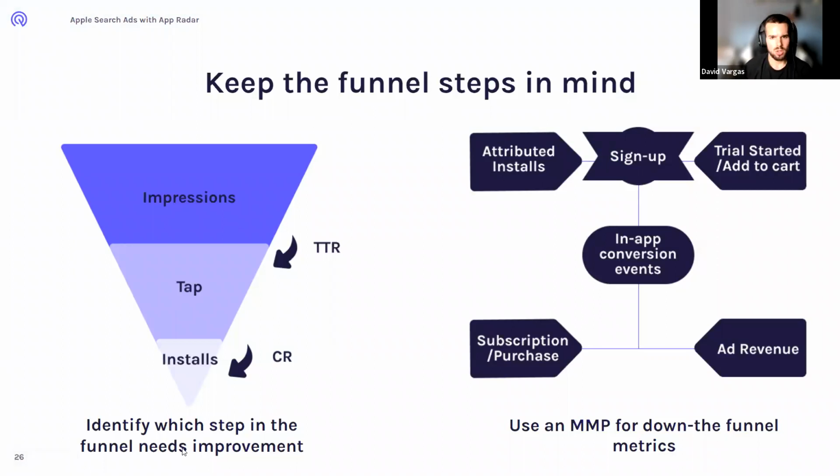Yeah, it's okay. So obviously we have to keep in mind the funnel. We already know that the first step is the impression, then we get the taps, and then the installs. If you have an MMP, obviously you will also get some deeper KPIs like signups, purchases, tutorial completes, or whatever you have implemented in your MMP. Every single step is going to affect the performance of the campaign. So it's very important that we take care of every part of the funnel.